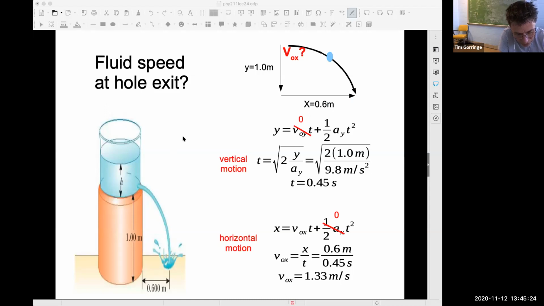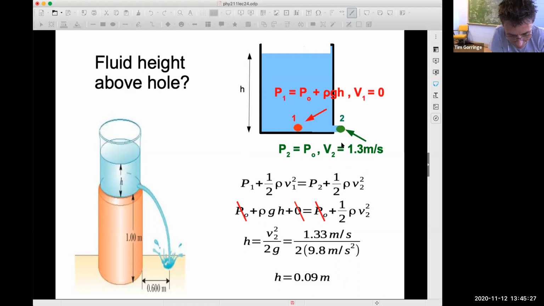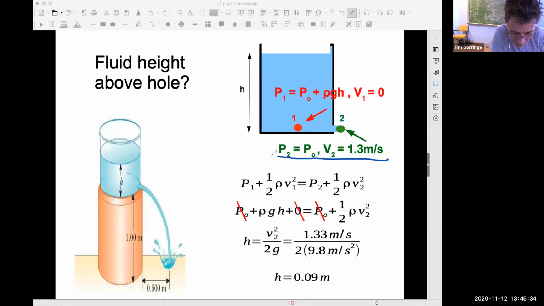We now know the initial velocity. So take a look at this picture now. At this point, as the water comes out the spigot, the initial velocity is 1.33 meters per second. And the pressure is atmospheric pressure. At this point, I labeled it 1. This is where the fluid is inside the tank. So the speed is 0 here. And the pressure is atmospheric pressure plus this piece, which is determined by the height of the fluid above the location where the spigot, or the hole, is located.